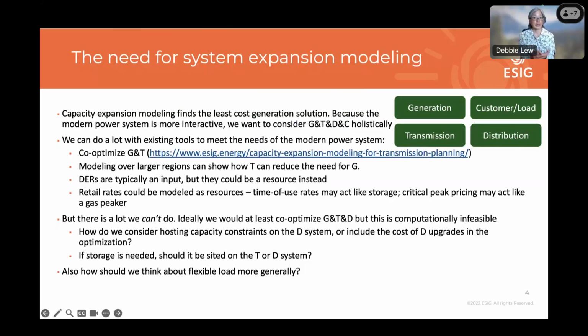So traditionally, when we do resource planning, we use capacity expansion models, right? We use that to find the least cost generation solution. However, for transmission planning or distribution planning, that's performed very differently, right? It doesn't start with a capacity expansion model. But today's system is more interactive, right? Today, generation needs transmission, and transmission between diverse regions can reduce the need for generation. And if I have flexibility in my load, that could reduce the need for a distribution upgrade.